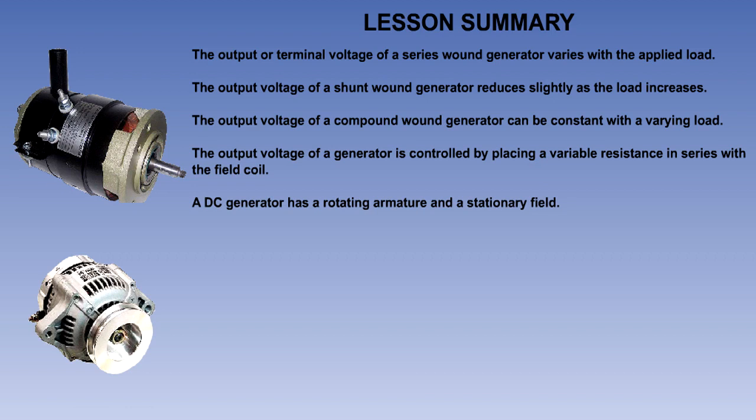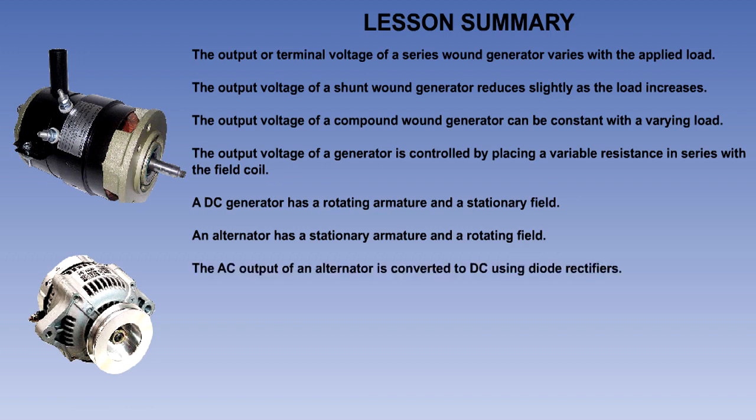A DC generator has a rotating armature and a stationary field. An alternator has a stationary armature and a rotating field. The AC output of an alternator is converted to DC using diode rectifiers.